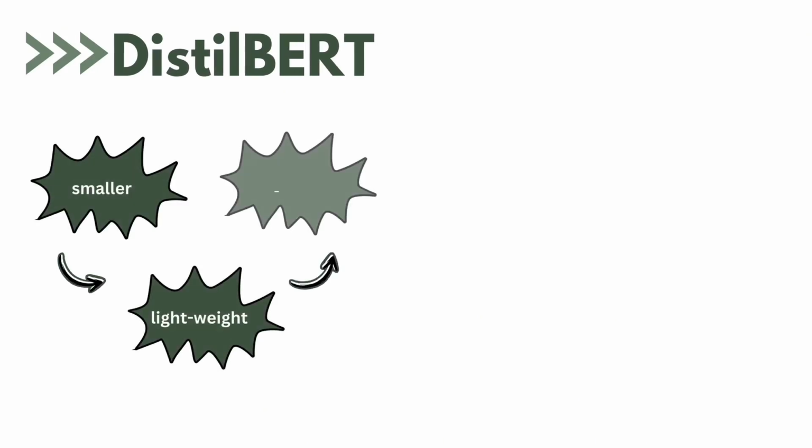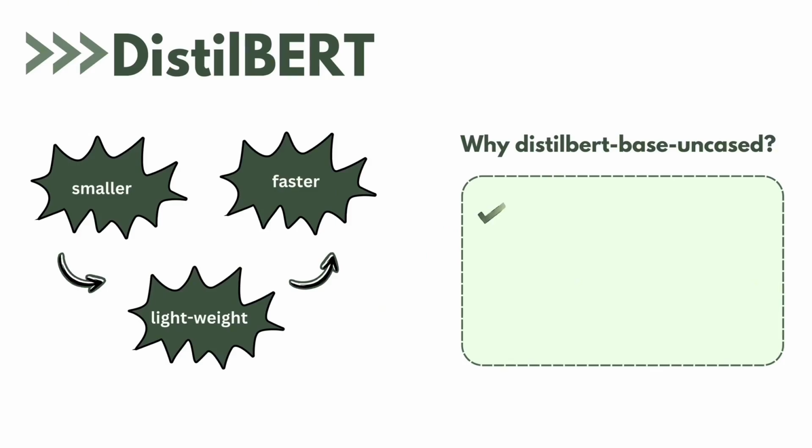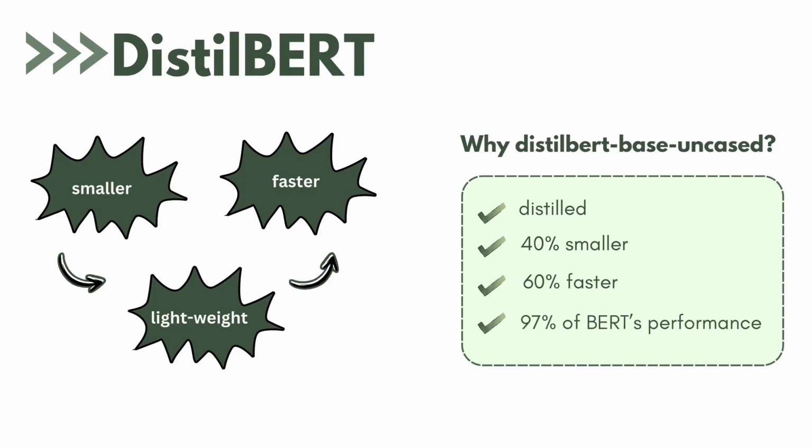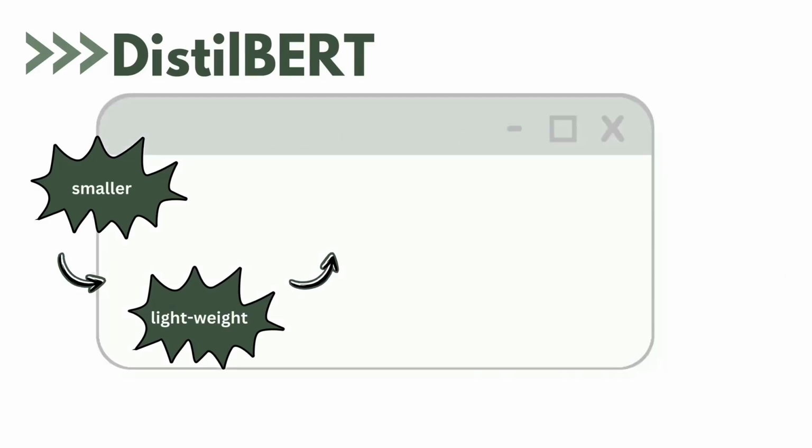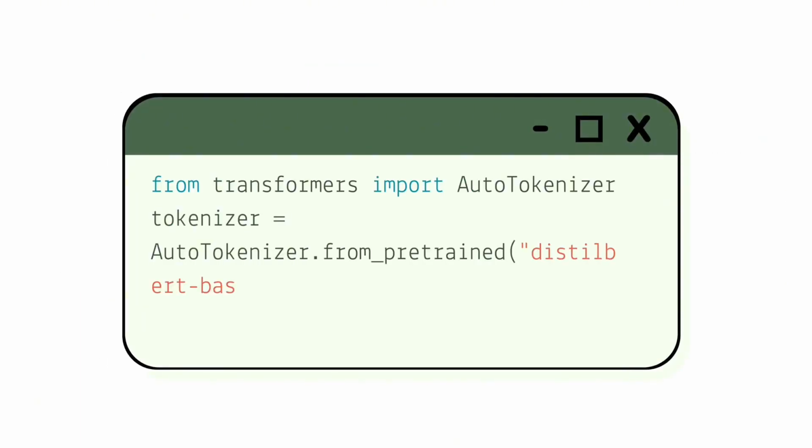By using DistilBERT, a smaller, lightweight, and faster version of BERT, we keep training time reasonable while still keeping most of BERT's power. We will use the DistilBERT-base-uncased checkpoint from Hugging Face because it's distilled. That means about 40% smaller and 60% faster than full BERT, but it retains 97% of its performance. Uncased means it lowercases all text, simplifying the vocabulary. Once this runs, you have the tokenizer ready.